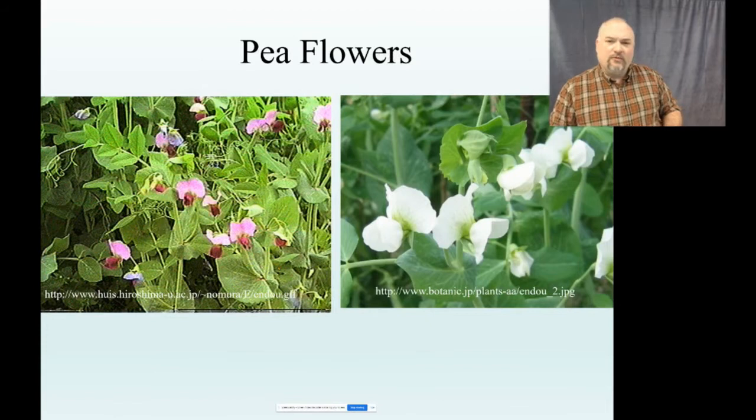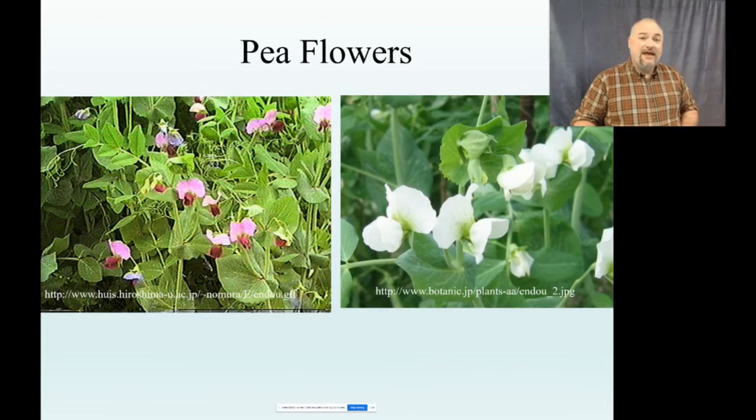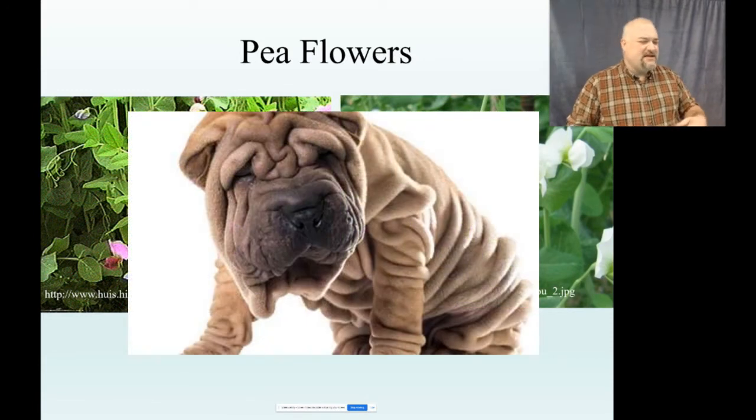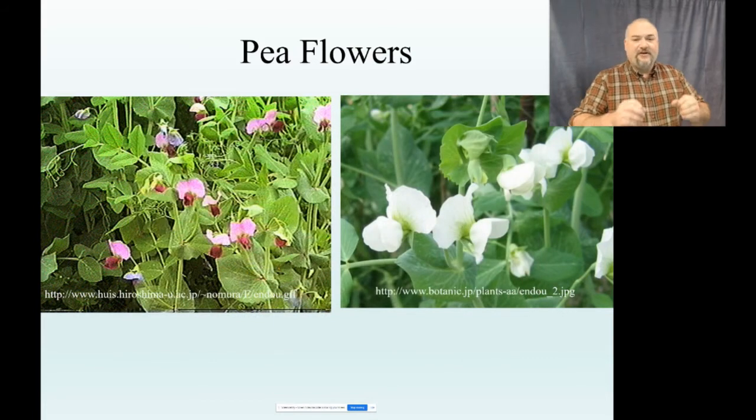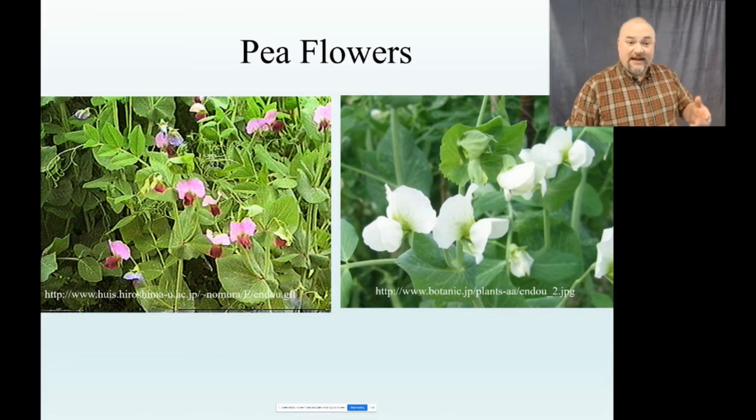And one of the characteristics of these pea plants he was looking at was their flower color. They had purple flowers and white flowers. They had wrinkled seeds and smooth seeds, and yellow seeds and green seeds, all sorts of different traits that he could very easily quantify and say it's this or it's that, which made his data collection much easier.